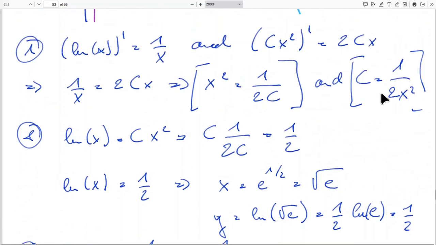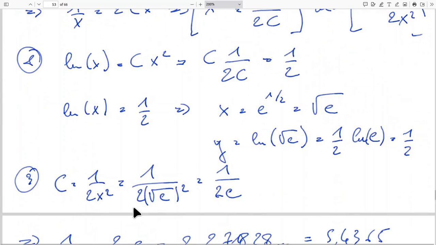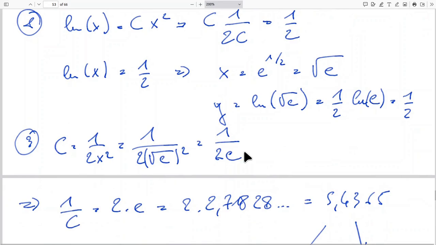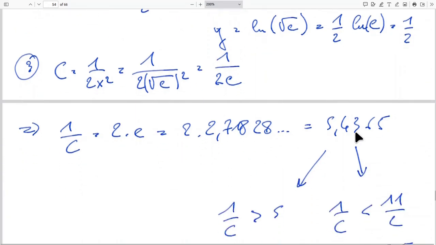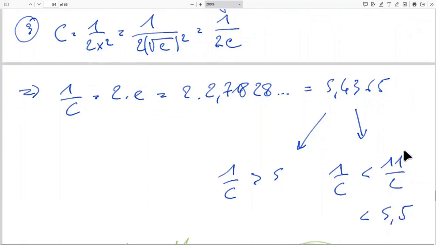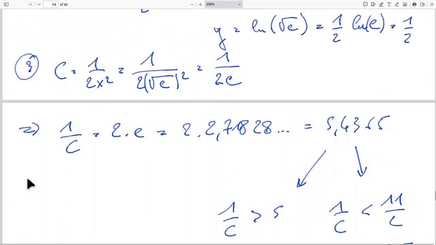Okay, so that's the second. So we know that C is 1 over 2 times x squared. We know that x is the square root of e, so 2 times the square root of e squared is obviously 2 times e, so C is 1 over 2e. Okay, 1 over 2e is C, so 1 over C is 2 times e, is 2 times 2.71828, so that's 5.4365 and so on. So that's bigger than 5 and smaller than 5.5, or 11 over 2.